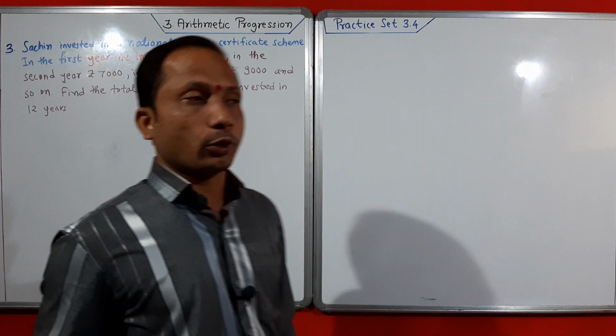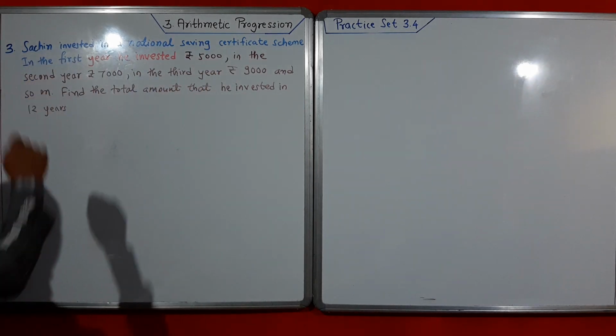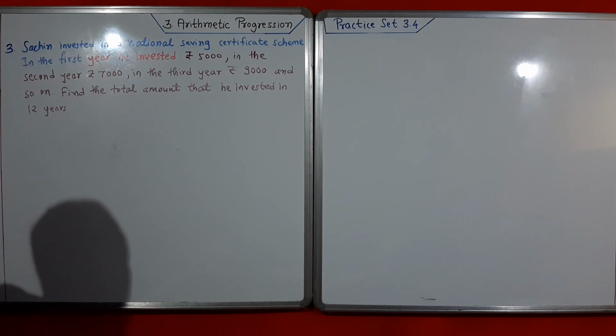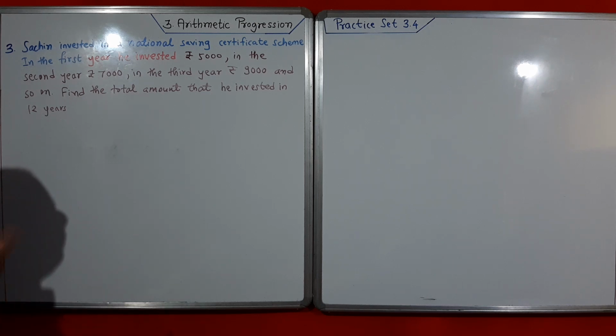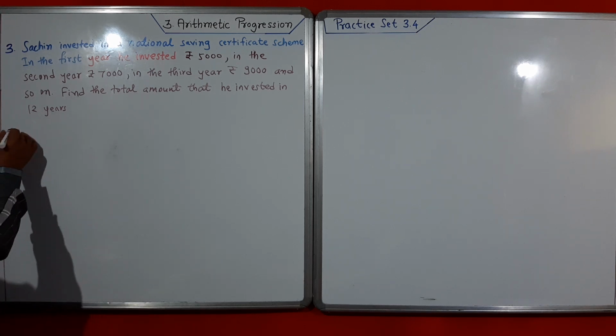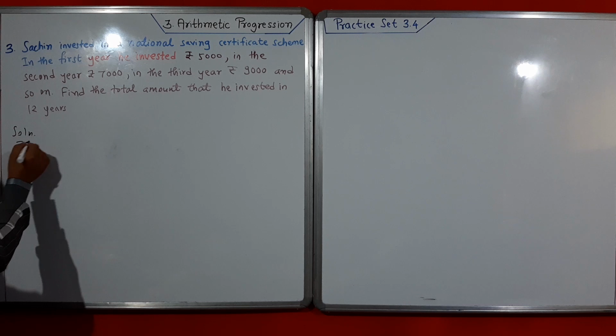Okay, so we'll solve problem number 3. In this problem, Sachin invested in a national savings certificate scheme. In the first year, he invested rupees 5,000. In the second year, 7,000. In the third year, 9,000, and so on. Find the total amount that he invested in 12 years. Therefore, we'll solve this.